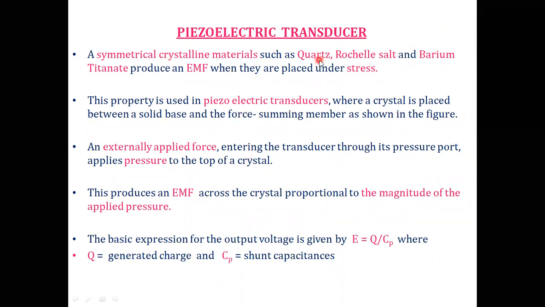Its material is quartz, Rochelle salt, barium titanate. It produces some EMF whenever some stress is applied to that material. This property is known as piezoelectric property, and these transducers are known as piezoelectric transducers. Some external force is applied through the pressure port. That pressure is applied on the top of the crystal. This produces the EMF across the crystal proportional to the magnitude of the applied pressure. The basic expression for the output voltage is E is equal to Q by Cp, where Q is the charge and Cp is the shunt capacitance.